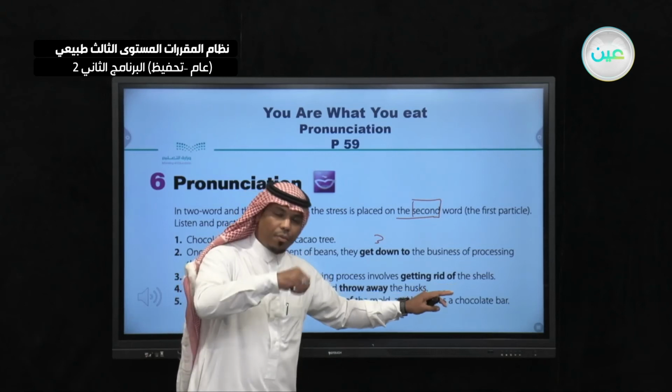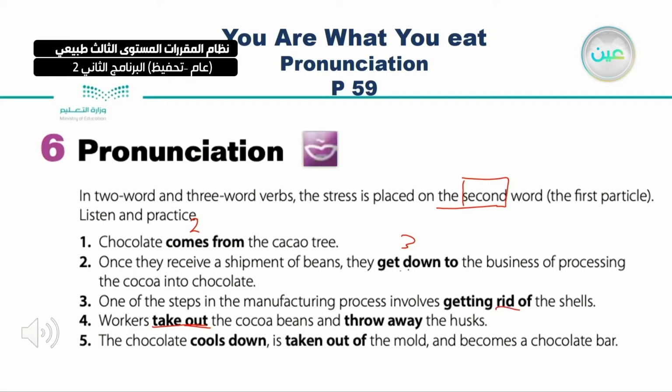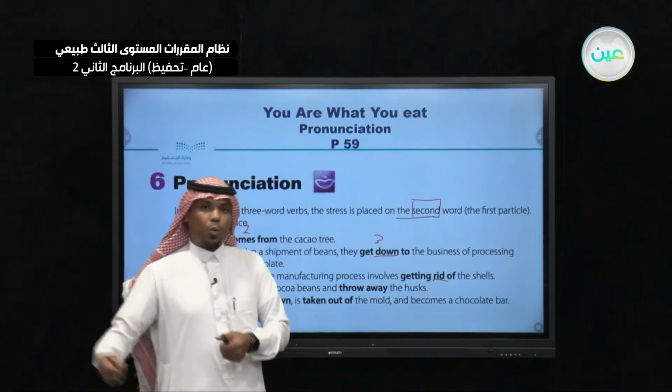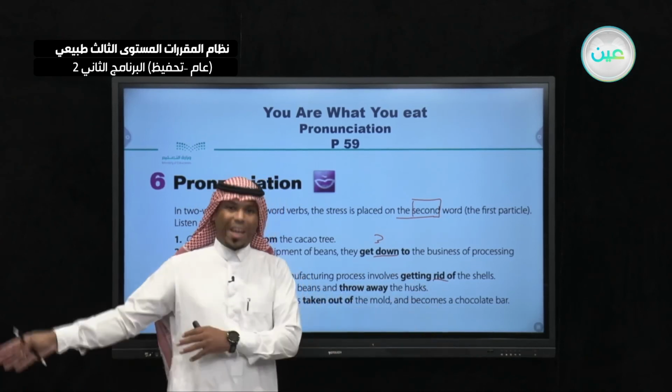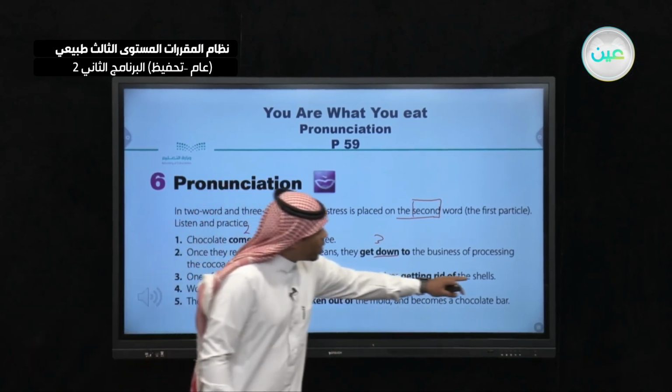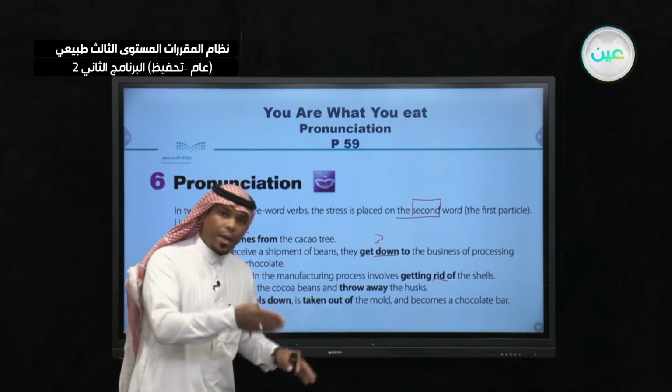So I am stressing here the second word, because it functions like get rid. What does it mean to get rid of something? To dispose, for example, throw away. Okay, so the shells. Number 4, workers take out the cocoa beans and throw away.